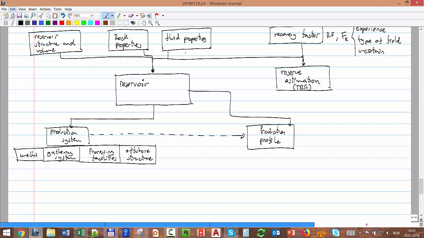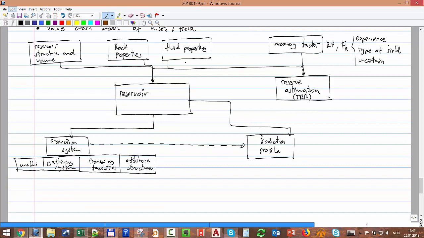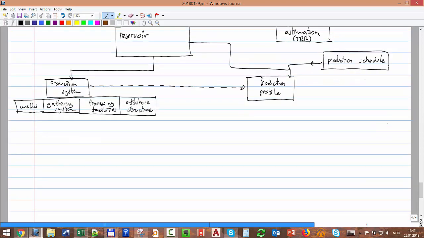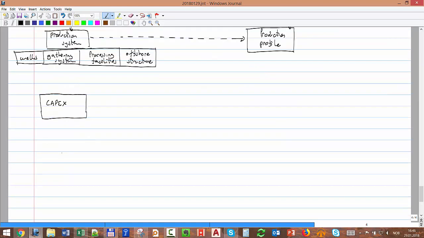So that's more or less how the physical things look so far. Here I have to have the production schedule. And then I come to what I told you, the indicators. Here I have first something called CAPEX. And CAPEX stands for capital expenditures.